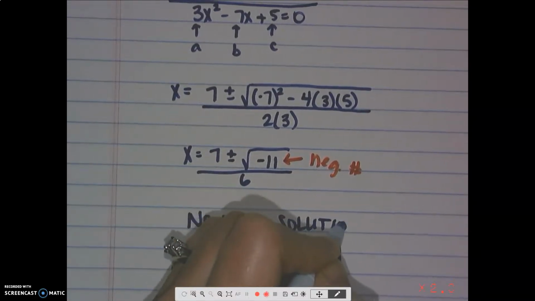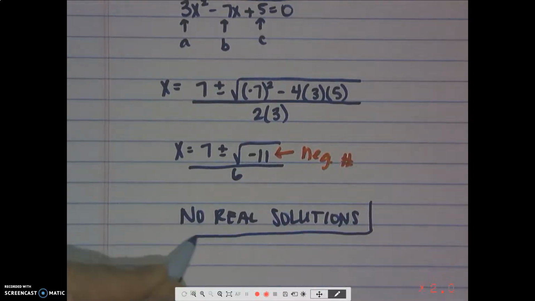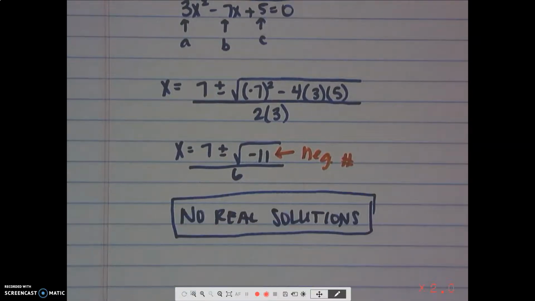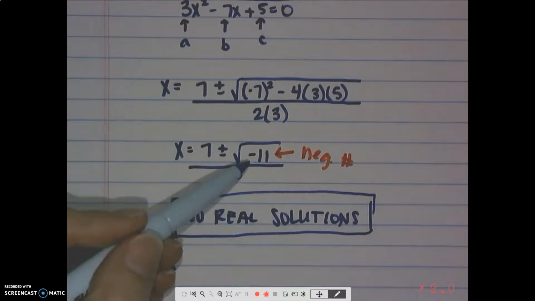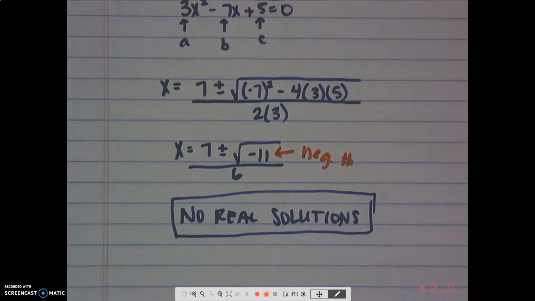So there are solutions. They're what we call imaginary, which you will learn more about in Algebra 2. But for this question, if there's a negative number underneath the radical, we say no real solutions for our answer.